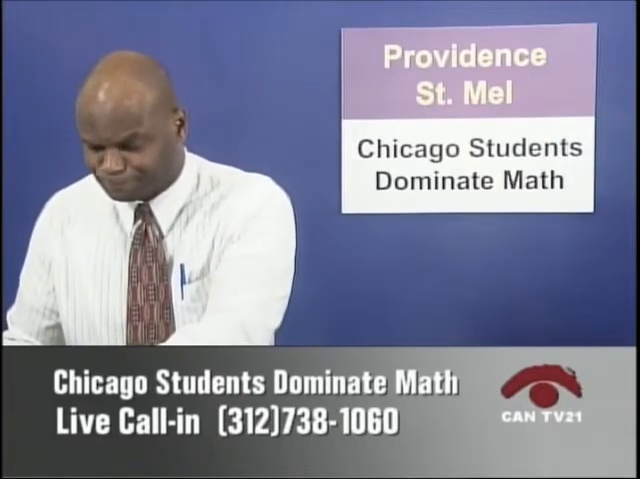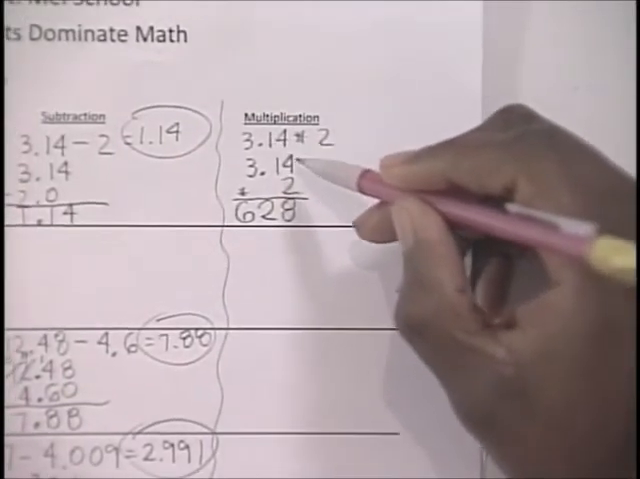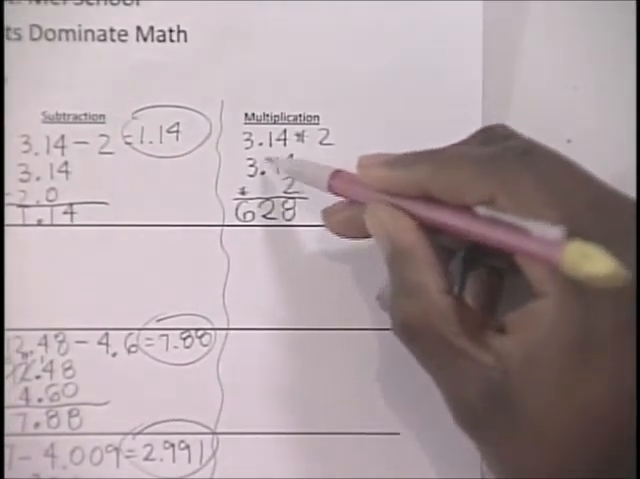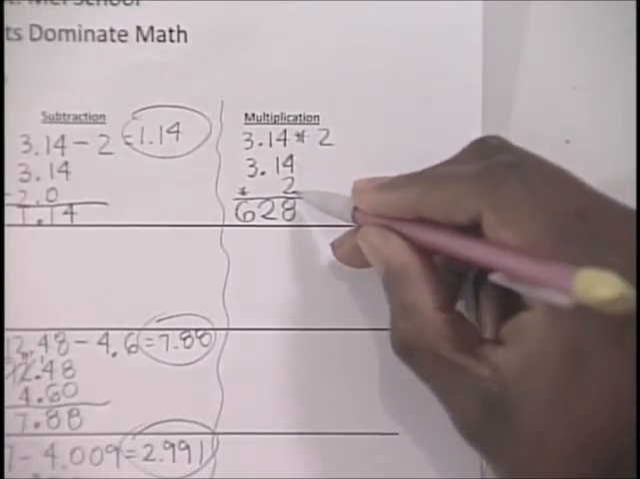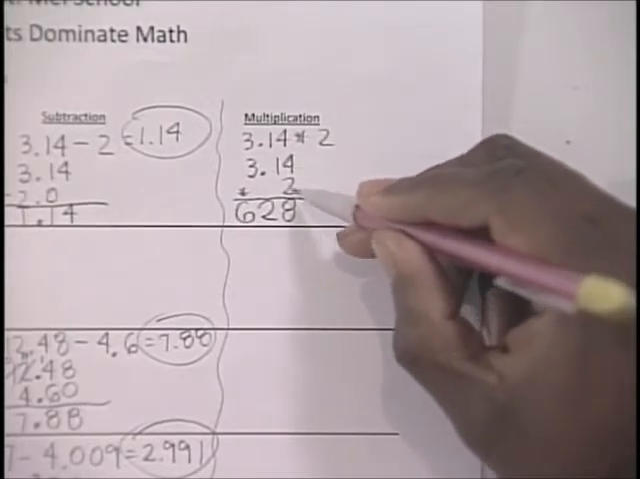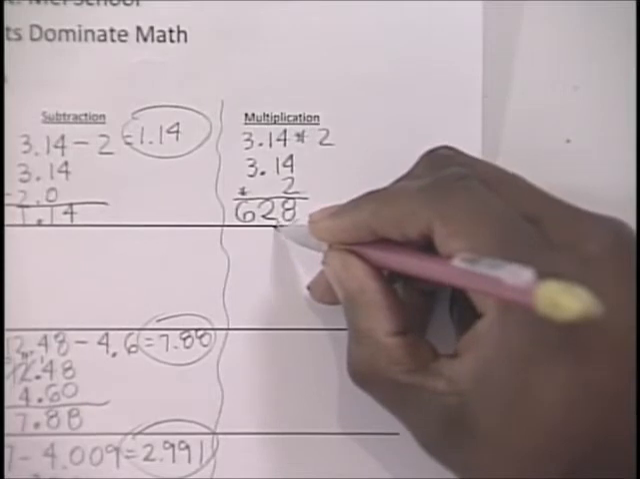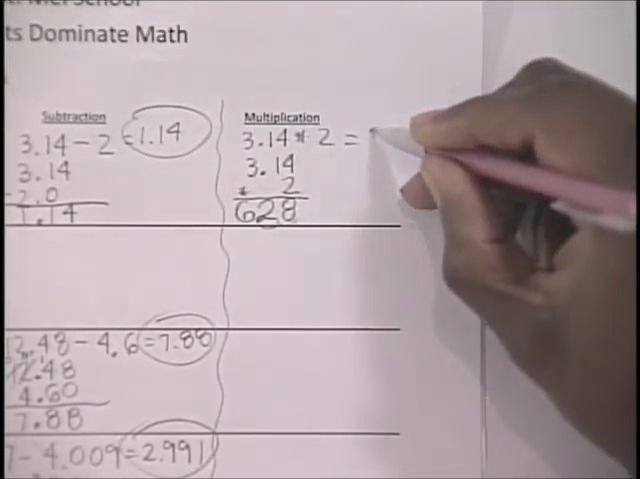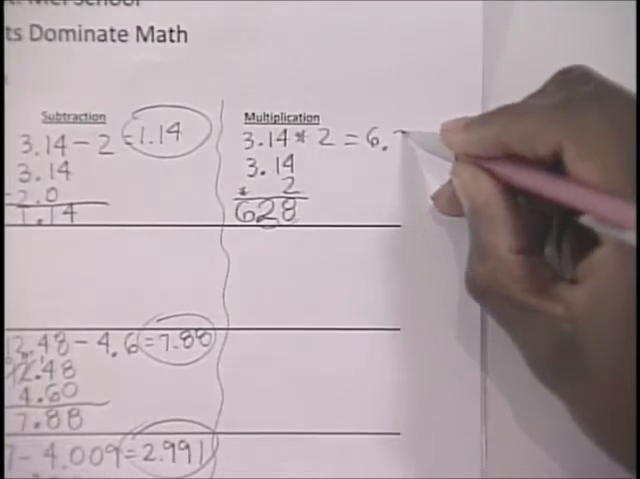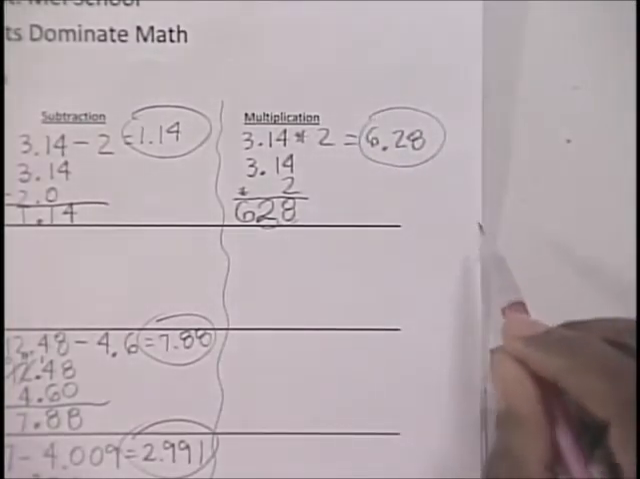Let's take a look. We have 2 decimal places in the top part of our problem. We have no decimal places in the bottom part of our problem. 2 plus 0 is 2. So that means we're going to move 2 decimal places in our answer. The final answer is 6.28.